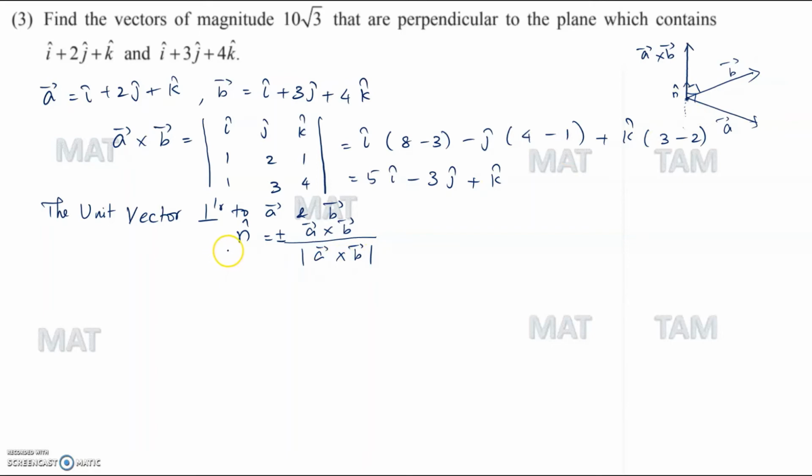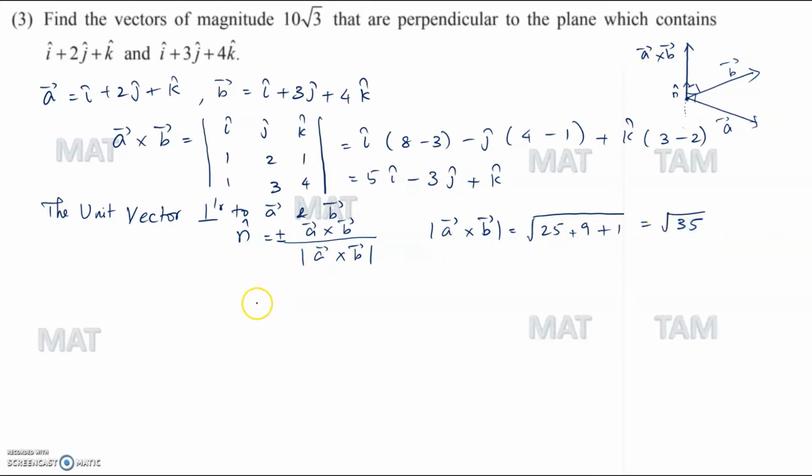So we already found A cross product with B. So the magnitude of A cross product with B is equal to the square root of 5 squared, which is 25, plus minus 3 squared, which is 9, plus 1 squared, which is 1. So that's equal to root of 35.